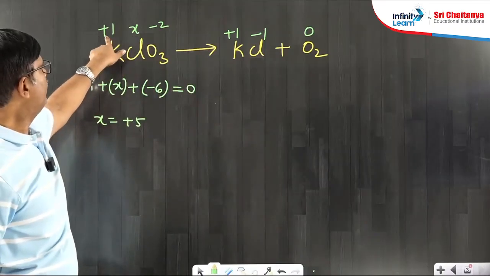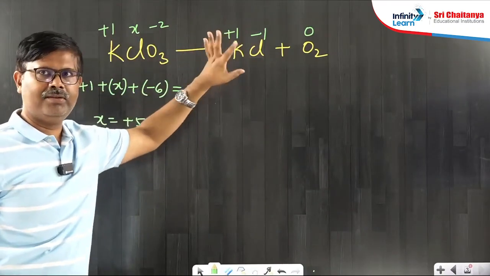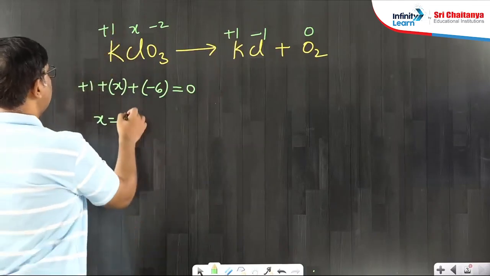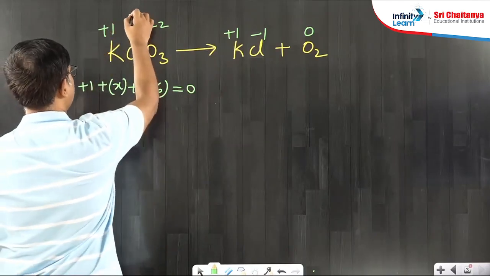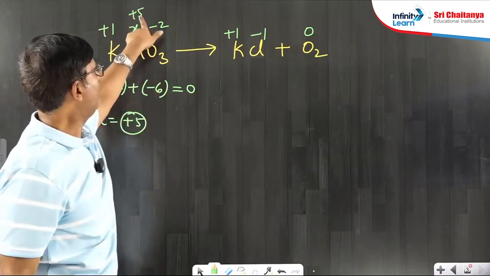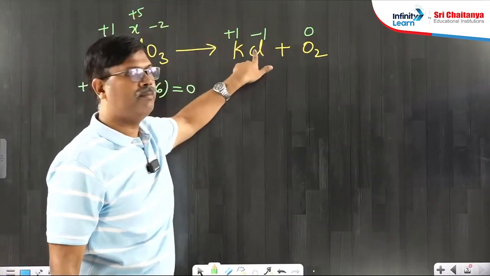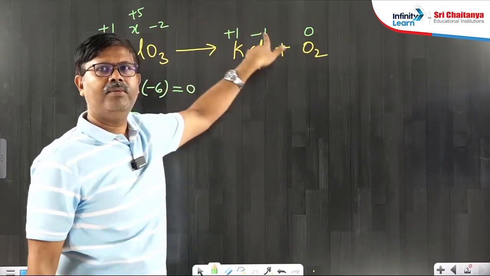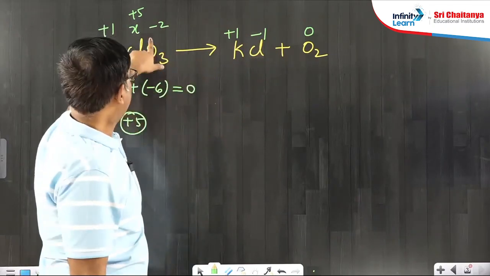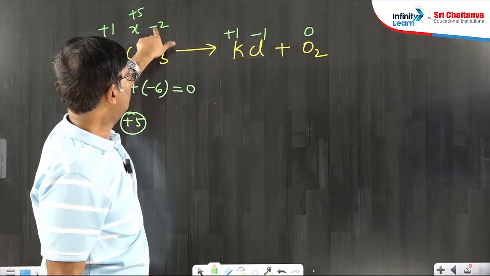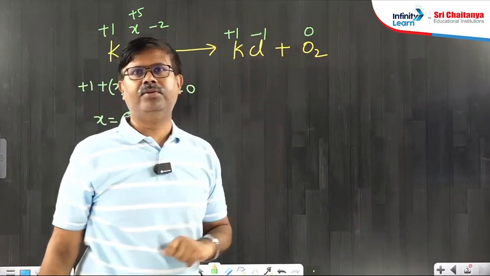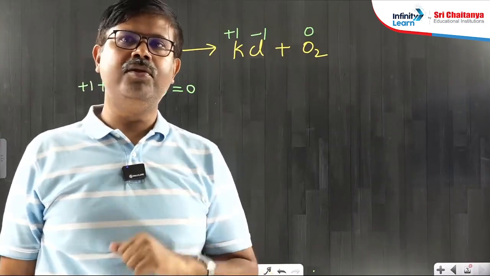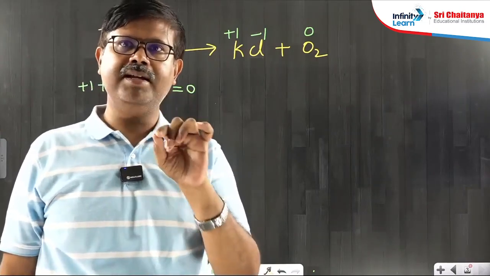Now, see, potassium is going from +1 to +1 only, no change for potassium. Whereas chlorine, what is the X we got? +5. X we got +5. +5 state, it is going to what? -1 state. Which one? Chlorine. +5 to -1. Oxygen is going from where? -2 state to 0. So, oxygen -2 to 0. -2 to 0 means what? Oxygen state is decreasing or increasing?